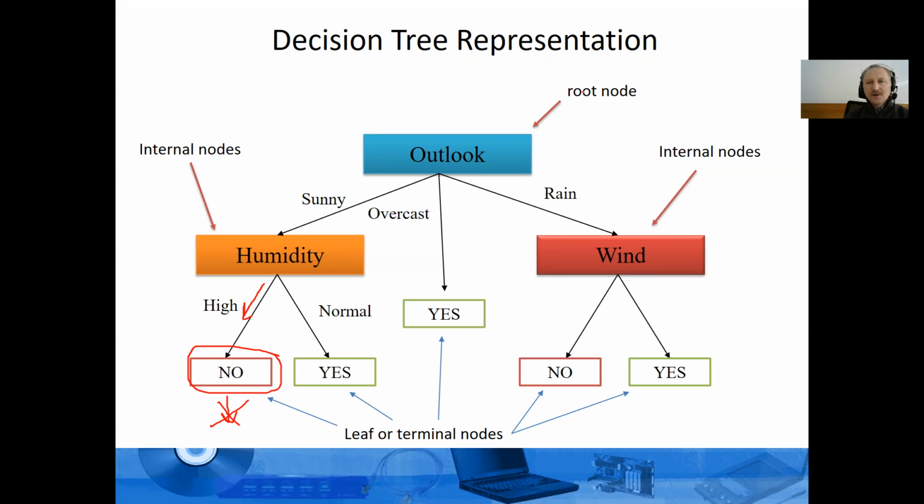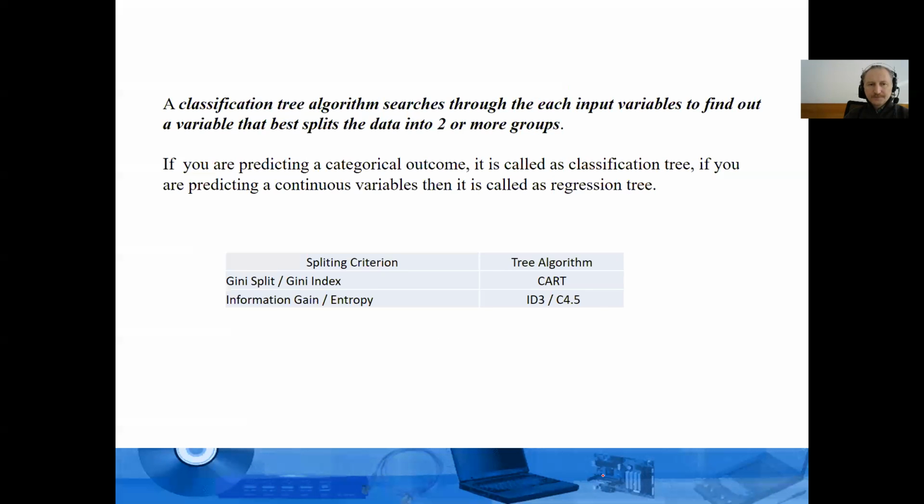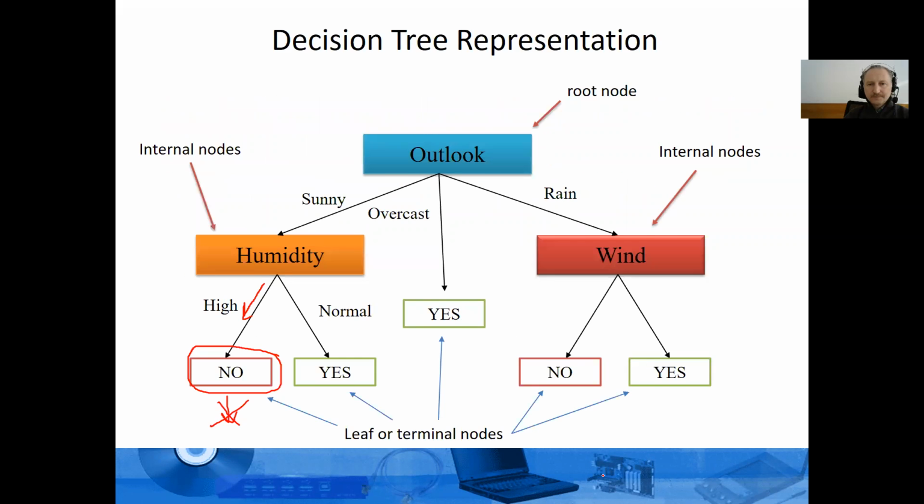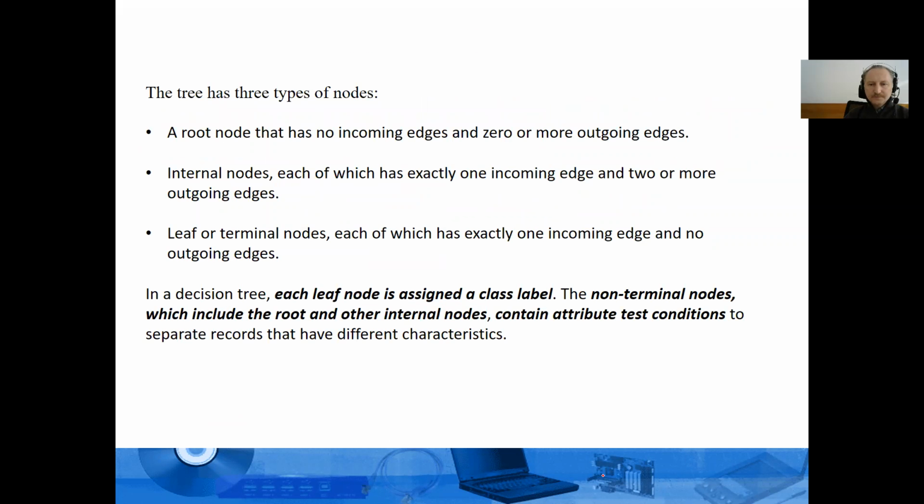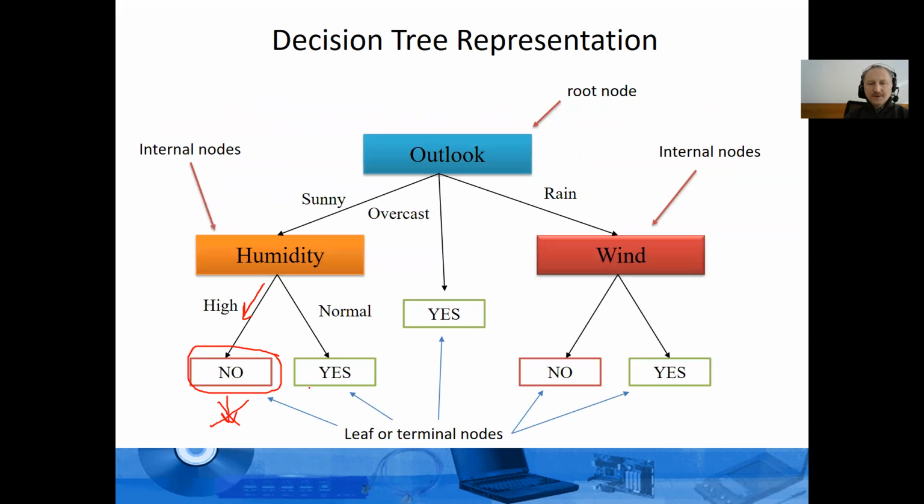Internal node, and root node. This is an example. This one is also an internal node. This one also terminal nodes or leaf nodes. So each leaf node assigns a class. For example, it is a yes class, no class, yes class, no class.